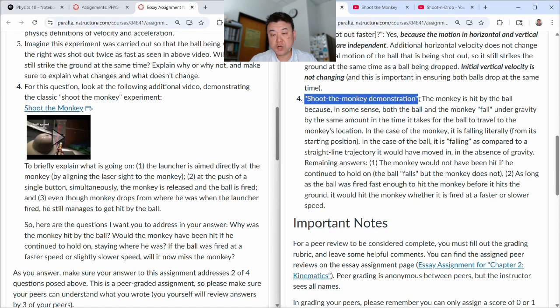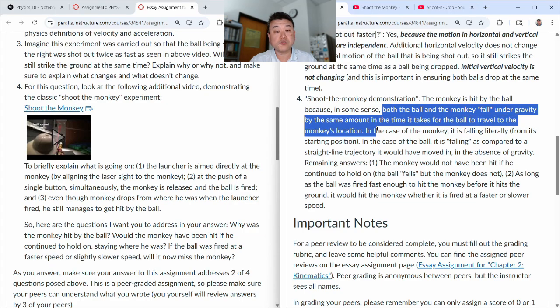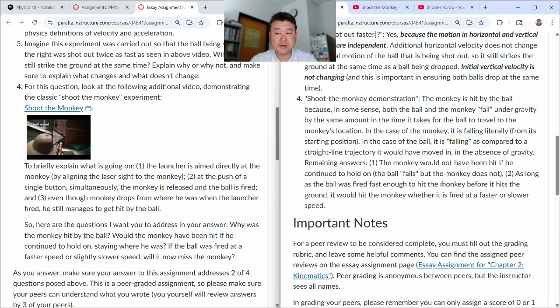Shoot the monkey demonstration. The monkey is hit by the ball because, in some sense, both the ball and the monkey fall under gravity by the same amount in the time it takes for the ball to travel to the monkey's location. For the monkey, I think it's easy to see. In the case of the monkey, it is falling literally from its starting position. In the case of the ball, it is falling as compared to a straight line trajectory it would have moved along in the absence of gravity. The remaining answers for the other questions are there.